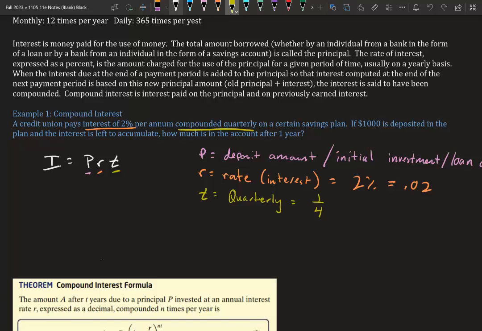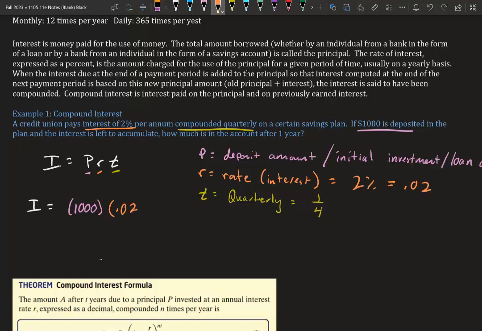Let's plug everything in to figure out how much interest we did earn. So the interest we're earning is our principal, which is 1,000. That's how much we deposit, times our rate, which is 0.02, times our compounding, which is a quarter, and we get 5. So that means you earned $5 in 1 year if you deposit $1,000.